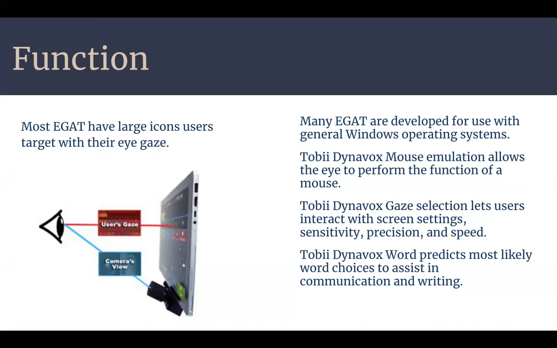Another system that Tobii Dynavox has created is Dynavox Word, which predicts the most likely word choices to assist in more time-efficient communication and writing. This would be similar to individuals who are using their hands on a touch screen when they're texting. The system might predict the most likely word for the first 2 or 3 letters which are punched in. It's the same thing with Tobii Dynavox Word.